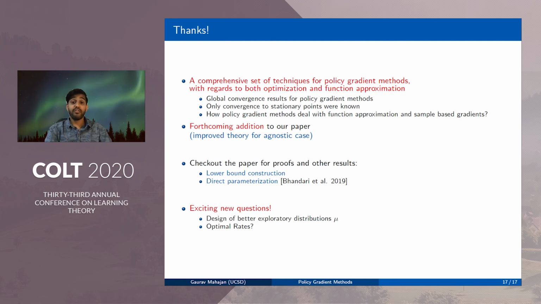Please check out the paper for proofs and other results that I skipped over in the slides, notably the lower bound construction to emphasize the role of the exploratory distribution, and results on direct parameterization, which are also considered by Bhandari et al. There are a lot of exciting new questions in the area, primarily how to design better exploratory distributions in practice, and if the rates discussed in the paper are optimal, or is there a corresponding lower bound.